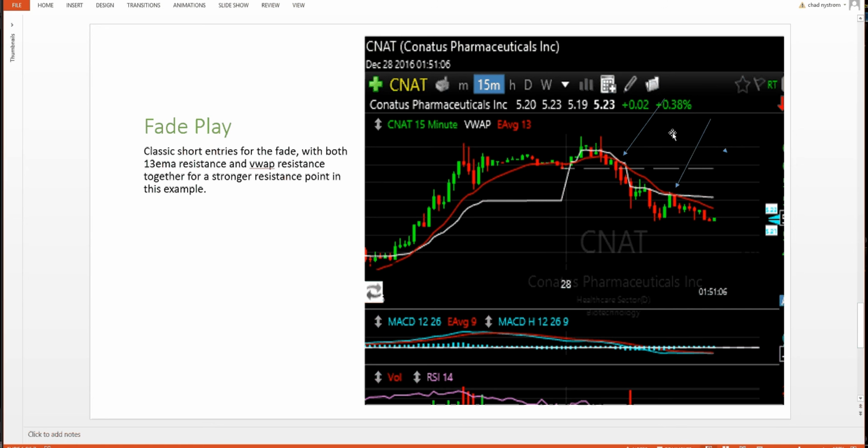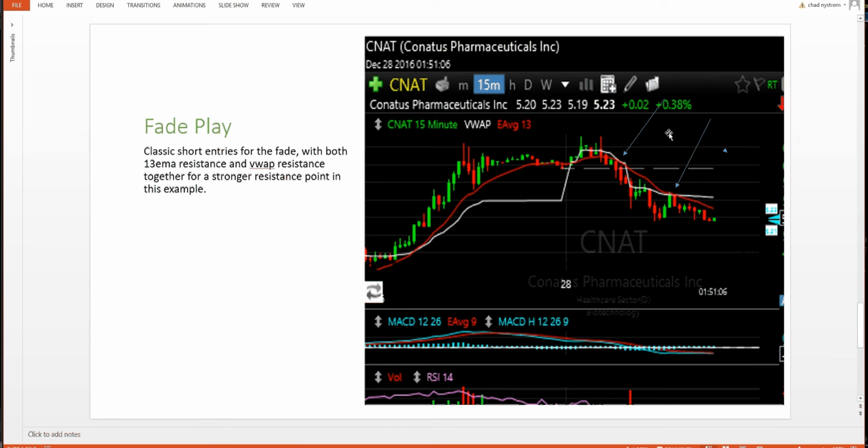And we just have the blessing here on this one of having the 13 EMA and the VWAP at the same price point. They were just both together at two points on this. This original fade, break of the 13, and get short on the fade, and short your late day fade.